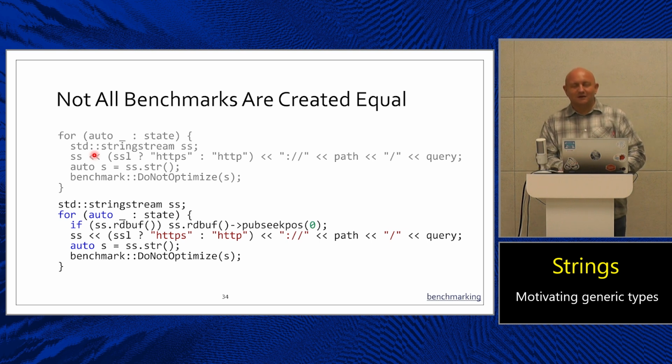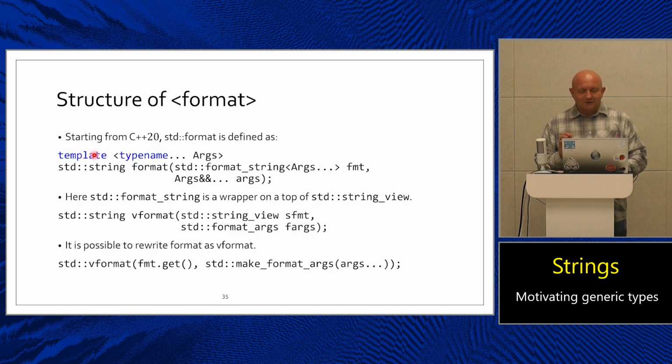By the way, std format has a really interesting structure. It's a very interesting header because it has this std format string in it, and std format string wraps std string view, providing a compile time constructor for it. And therefore, the format string can be recognized very efficiently at compile time and checked against the types.